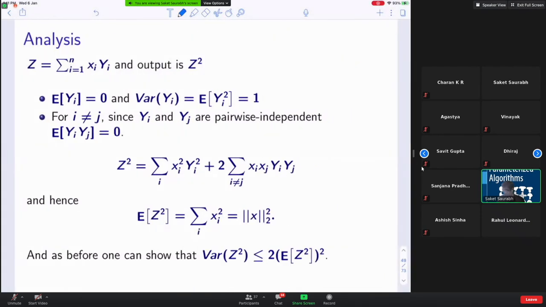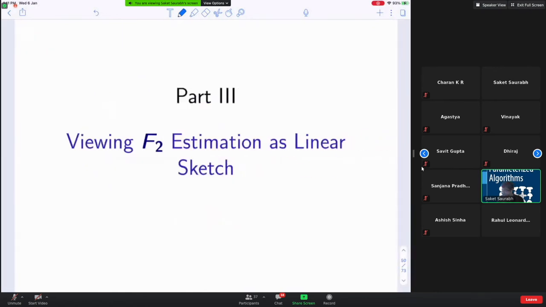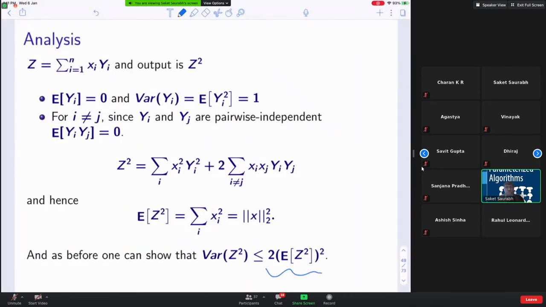Again, nothing would happen in the variance calculation. As before, we can show that the variance of Z square is at most 2 times the expectation of Z square, whole square. That's great. This is all that we always wanted anyway. So you get my point?